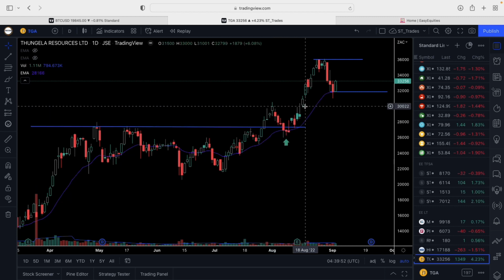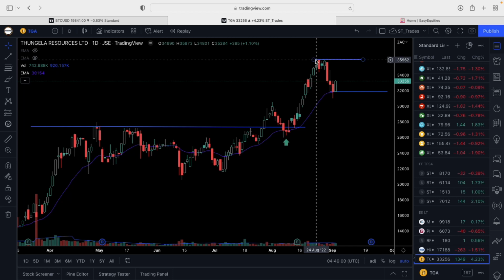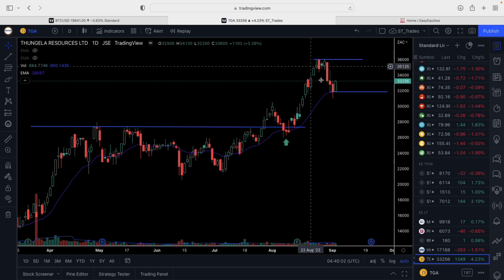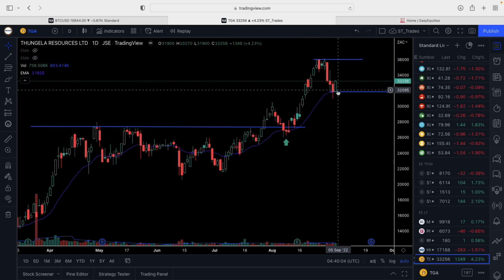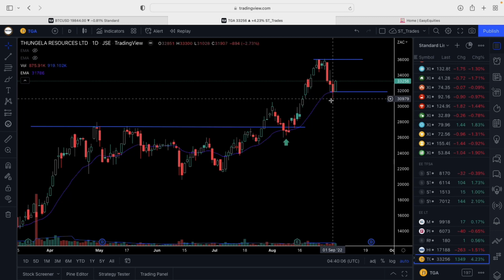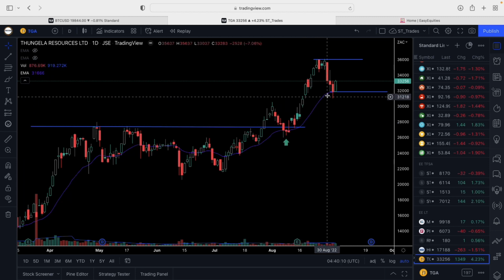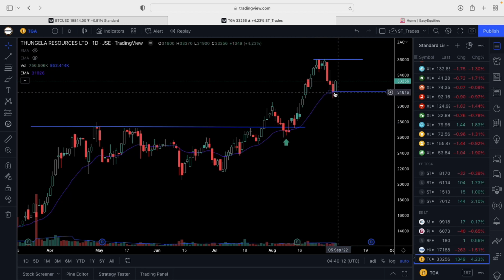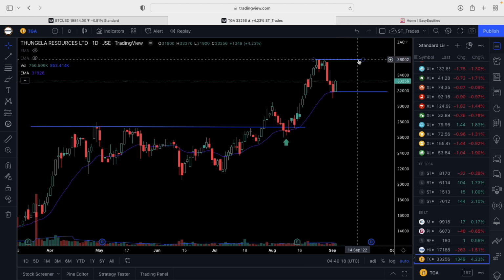So when it came back to this level again, 300, that was another opportunity to add more Thungela shares. Then we saw the stock pushing all the way to about 360 rand per share before pulling back to about 320 rand per share. You can see here again it is finding a support on this short-term moving average. So here we see that okay, the stock has found a support. We're expecting the share price of Thungela to continue to push further up, going back to about 360.